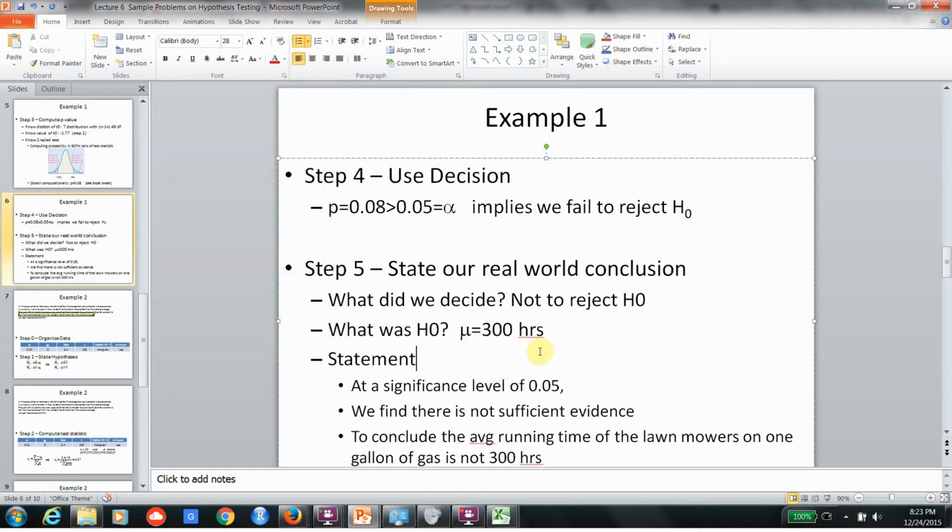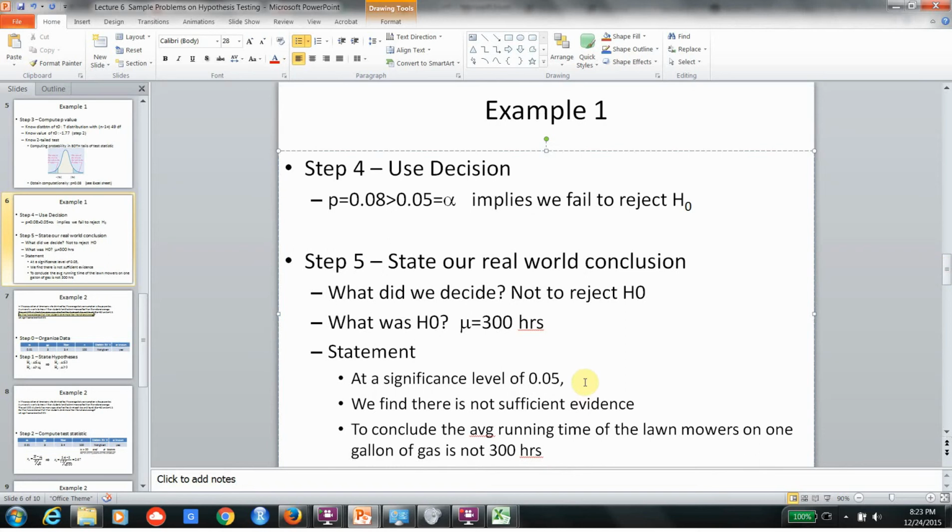Okay, so here's how we make our statement. We say at a significance level of 0.05, we find there is not enough evidence to conclude that the average running time of the lawnmowers on 1 gallon of gas is not 300 hours. Okay, that's how we state our conclusion. There's not sufficient evidence to conclude that H naught is not true.